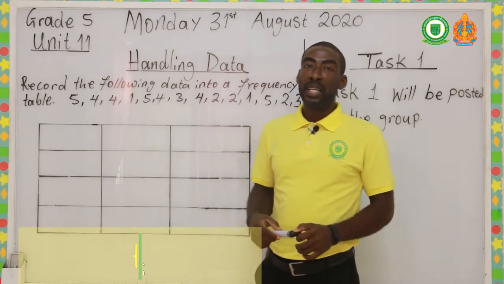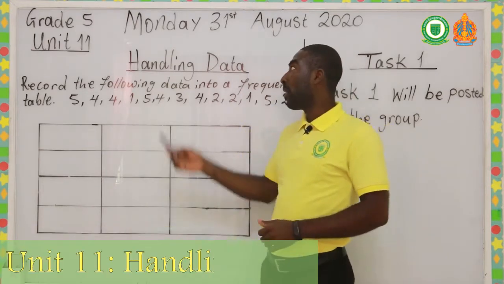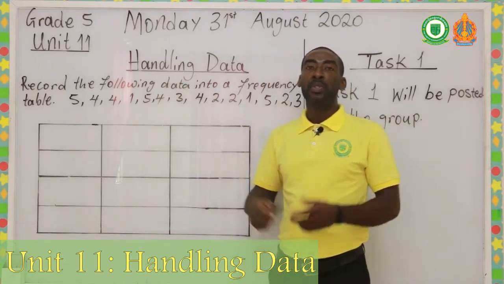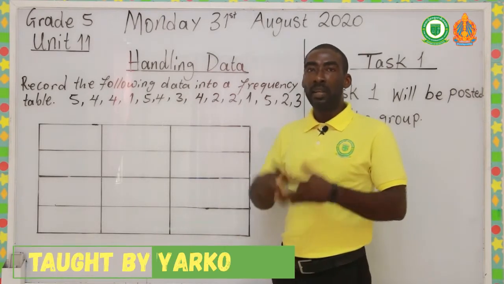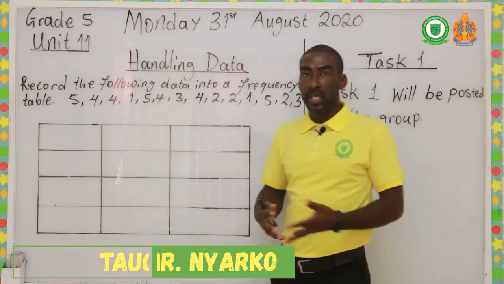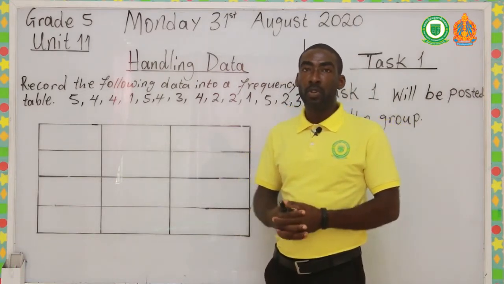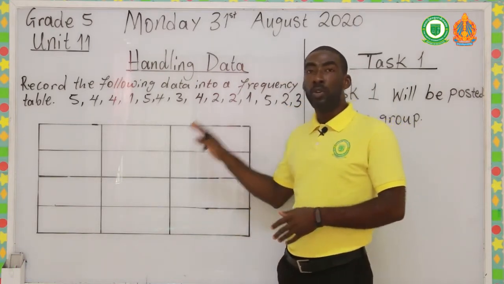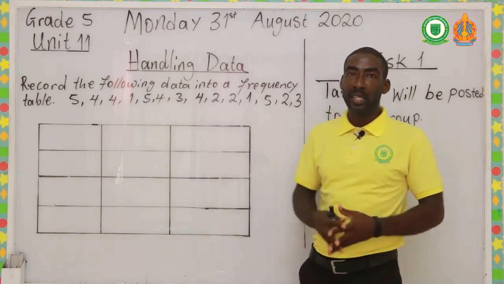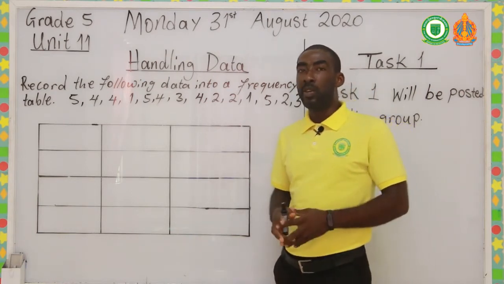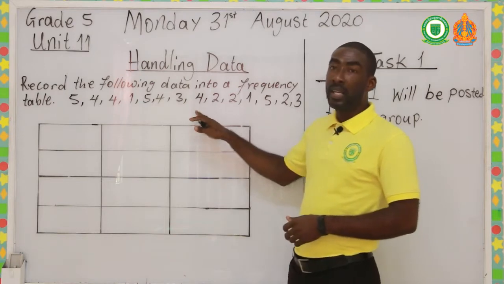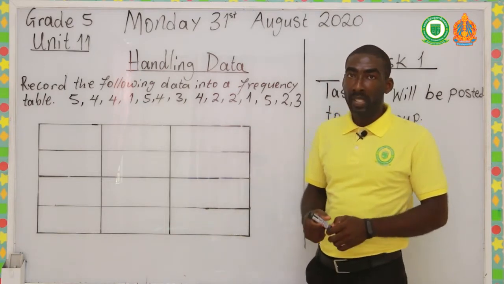We are continuing our lesson from the previous week about handling data. You've already studied how you can handle certain data and how you can interpret it. But now the question is, if you have raw data, if you do your own survey, your own research, and you have to prepare a frequency table or a tally table, how are you going to make your frequency table? In this lesson, we're going to handle raw data and put it into a frequency table.